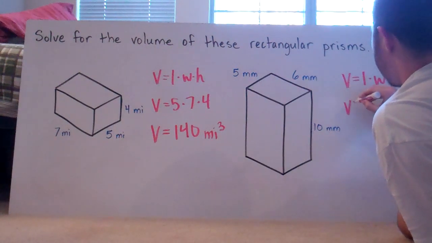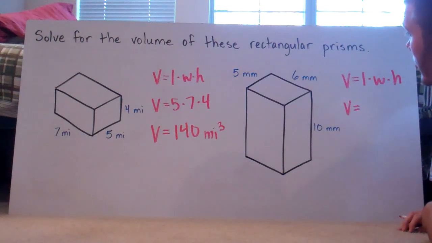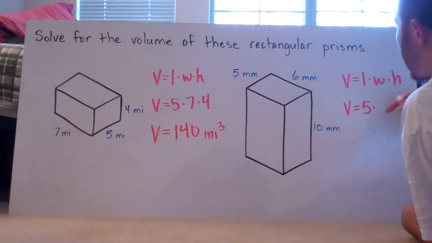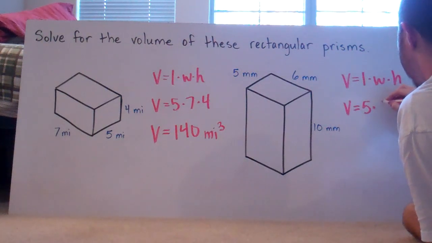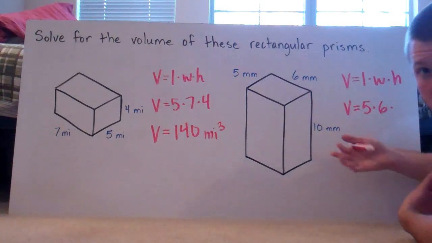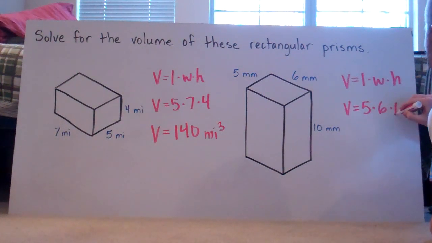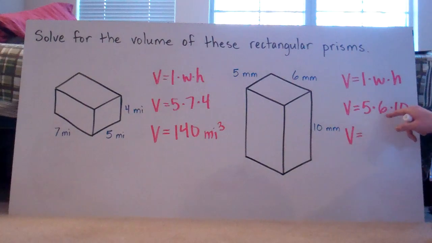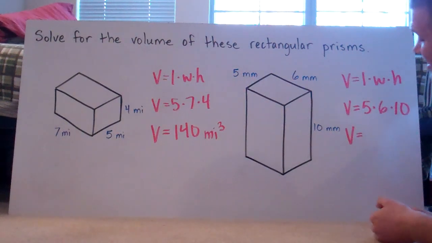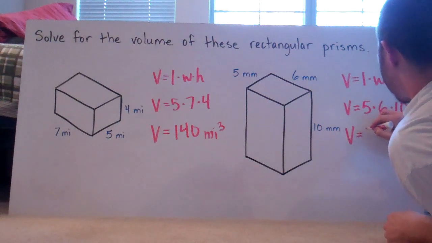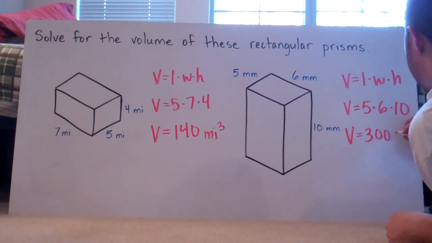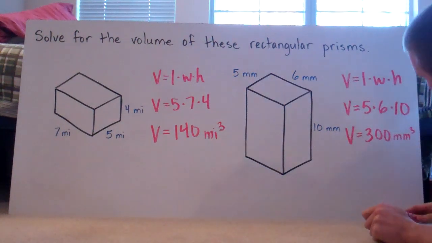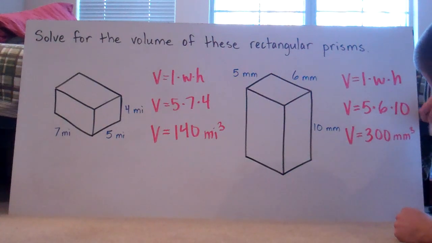So volume equals length, which is 5, times the width, which is 6, times the height, which is 10. So I'm going to multiply all of those together. When I do that, 5 times 6 is 30, and 30 times 10, that's just going to be 300. So you should have gotten 300 millimeters cubed. Now let me make that look a little better.